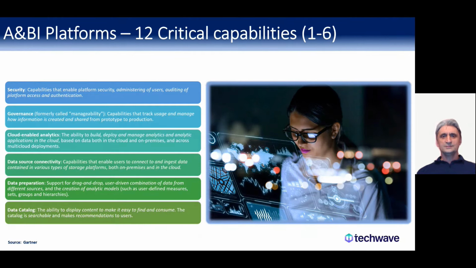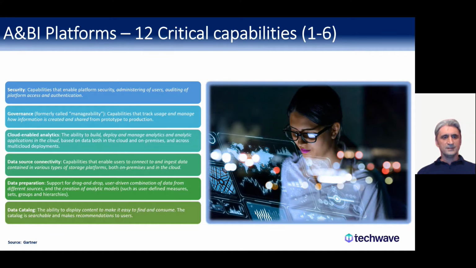But what are the top critical capabilities? Let's start with the first 6. Obviously, security: capabilities that enable platform security, administering of users, auditing of platform access, and authentication. Governance, which includes capabilities that track usage and manage how information is created and shared from prototype to production. Cloud-enabled analytics. This is the ability to build, deploy, and manage analytics and analytic applications in the cloud, based on data both in the cloud and on premises, and across multi-cloud deployments.